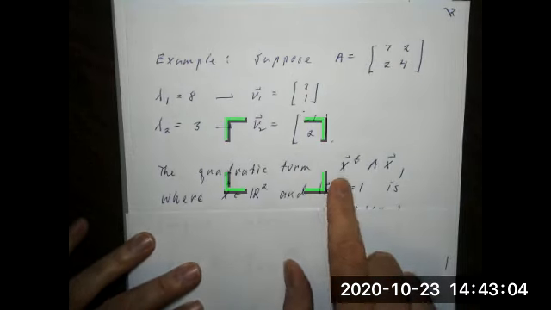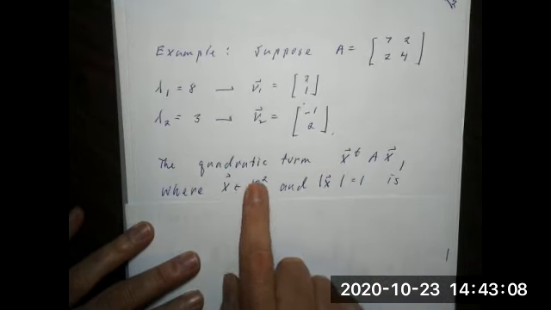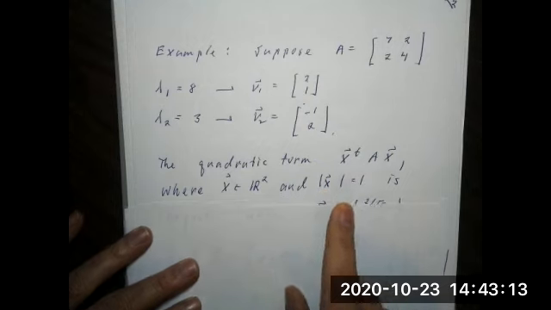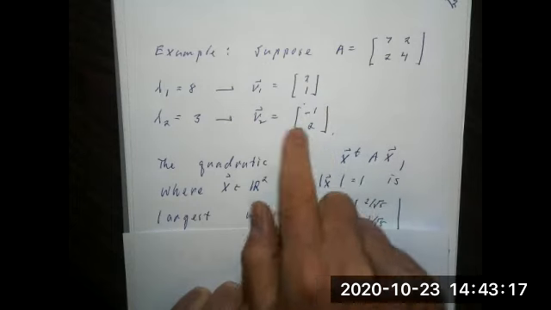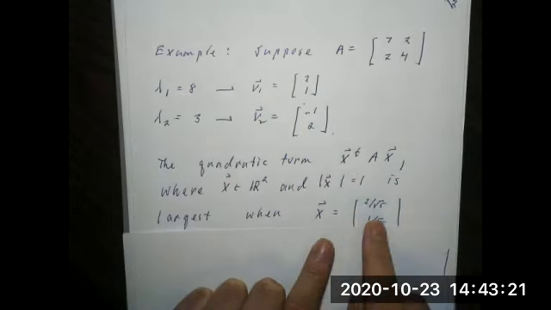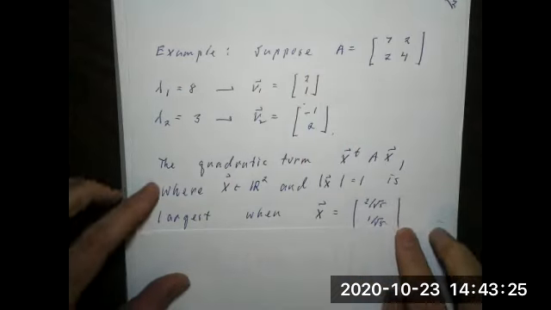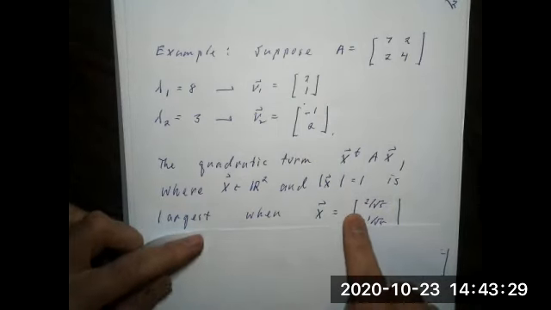The quadratic form x transpose A x, where x is a vector in two-dimensional space and it's 1 unit away from the origin, is largest when I let x be the eigenvector corresponding to the largest eigenvalue. It's this eigenvector normalized. The length of this is root 5, so it would be 2 over root 5, 1 over root 5.